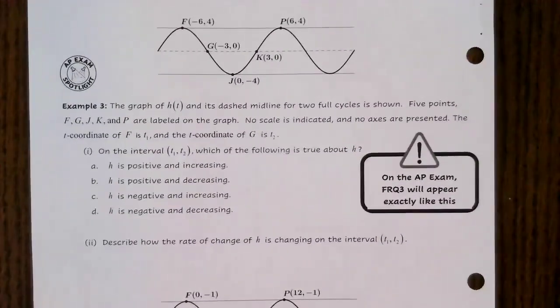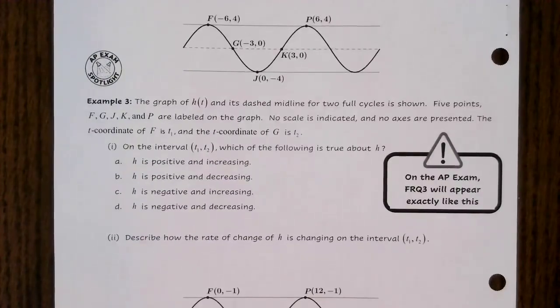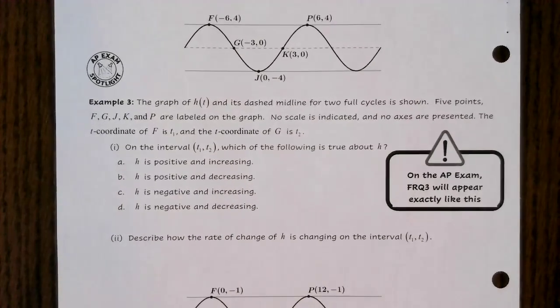All right, now we're going to look at some of the questions that you would see on an AP exam and talk about what they mean. This first part says the graph of h of t and its dashed midline for 2 full cycles is shown. 5 points F, G, J, K, and P are labeled on the graph. No scale is indicated and no axes are presented. The t-coordinate of F is T1 and the t-coordinate of G is T2.